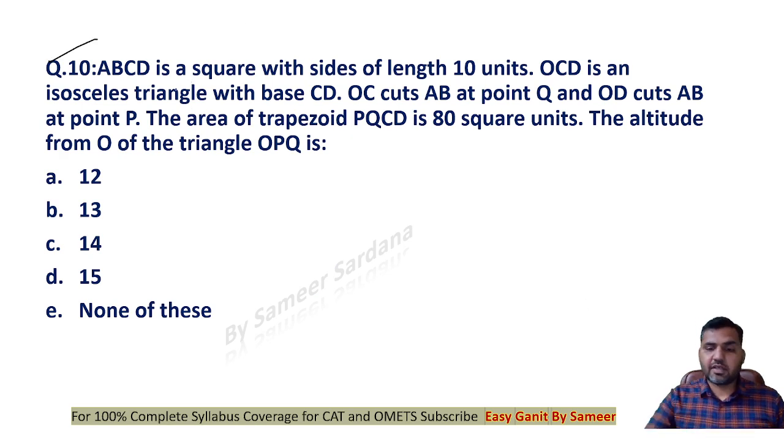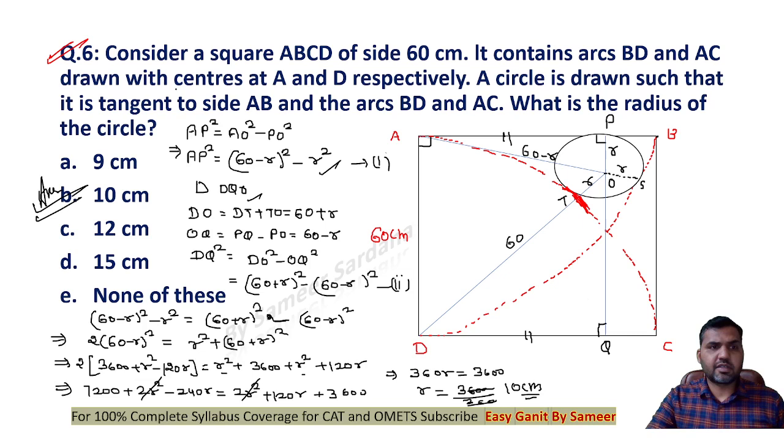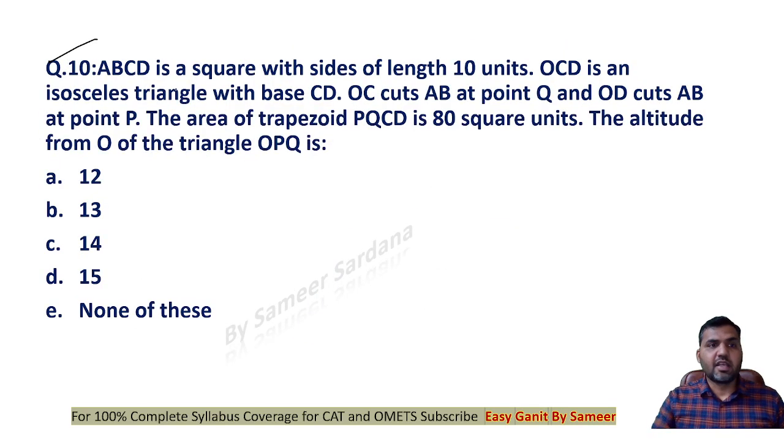Question number 10. So we have covered 4 questions, 6, 7, 8, 9. Looking at question number 10, guys. ABCD is a square with a side of length 10 units. So we are supposed to make a square here.